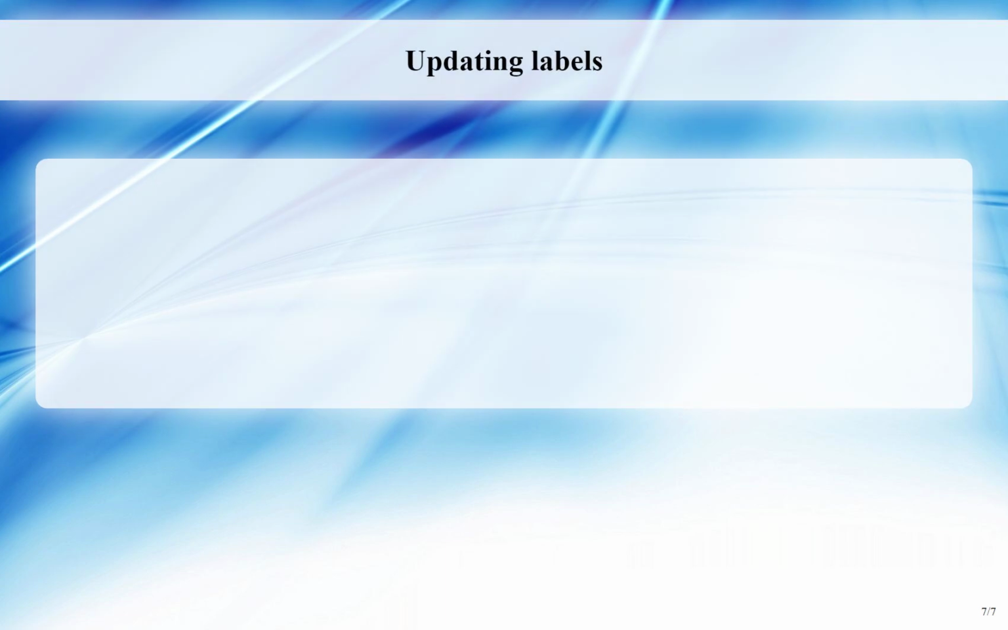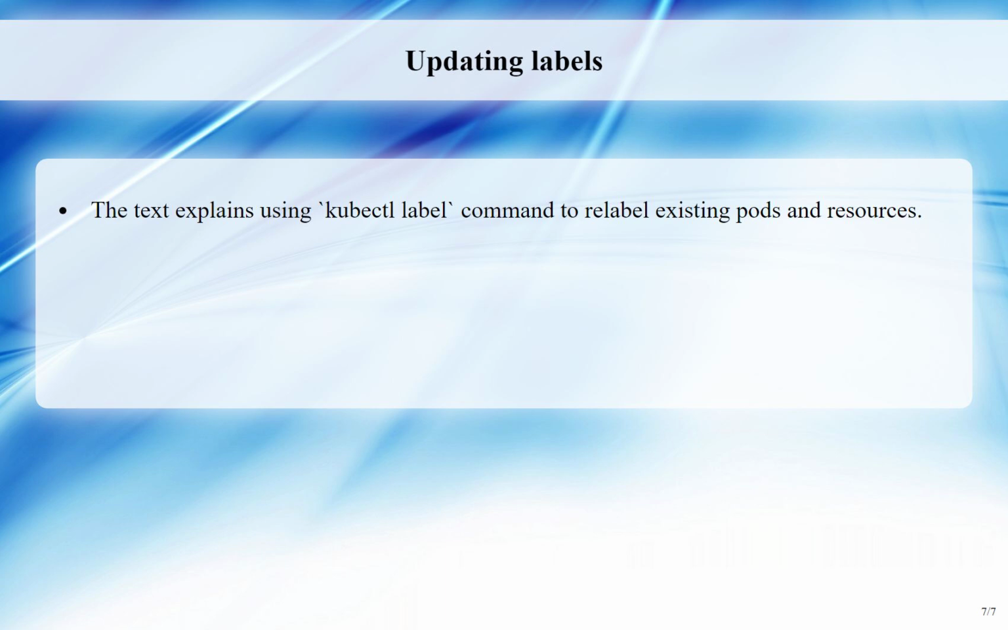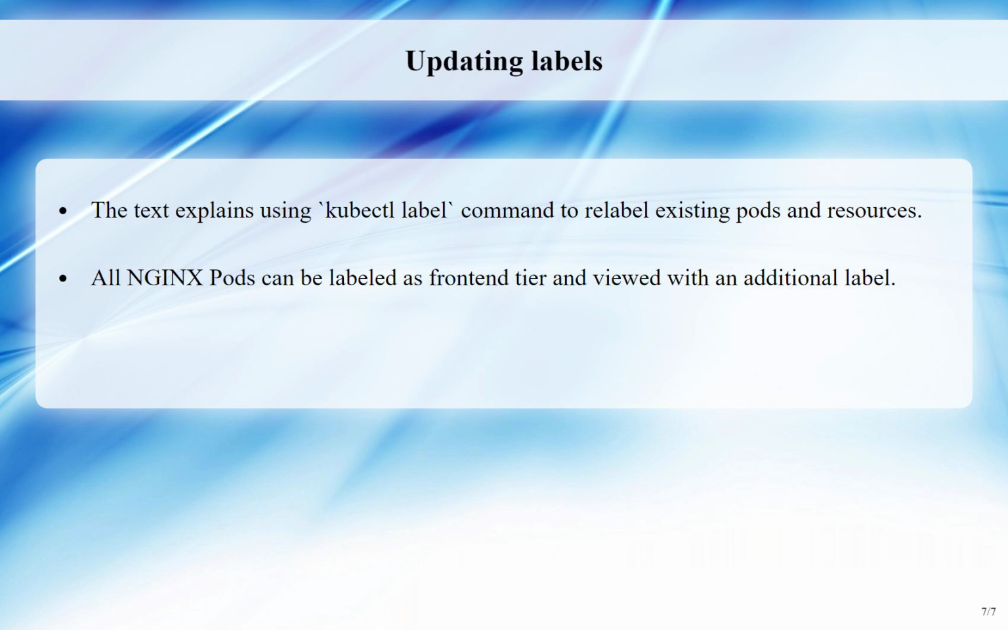Updating labels. The text explains how to relabel existing pods and resources using the kubectl label command. This is useful when you want to assign new labels to pods before creating new resources. An example provided is labeling all nginx pods as front-end tier by running a specific command. You can then view the labeled pods by running another command that outputs the pods with their additional tier label. For more information on using kubectl label, refer to the documentation.